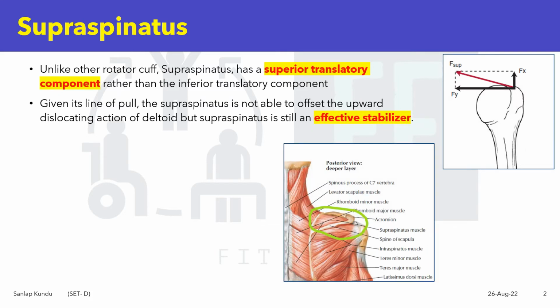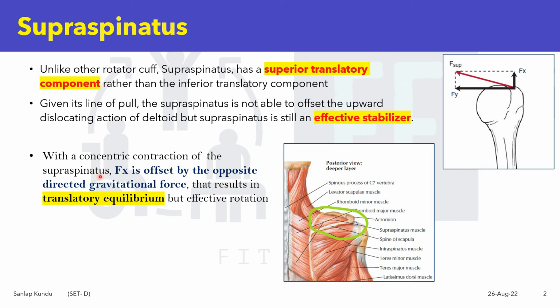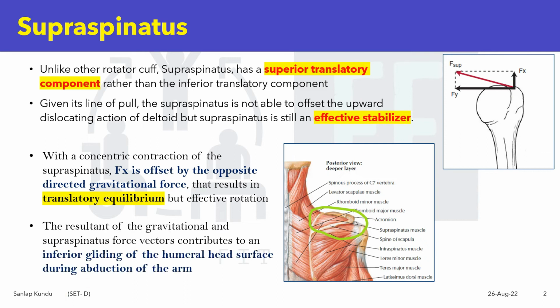Now, in this figure, you can see the attachment of the supraspinatus muscle, and from that, we can say that with a concentric contraction of the supraspinatus muscle, the Fx is offset by the opposite directed gravitational force, and that results in translatory equilibrium but effective rotation. So the resultant of the gravitational and supraspinatus force vectors contributes to an inferior gliding of the humeral head surface during the abduction of the arm.